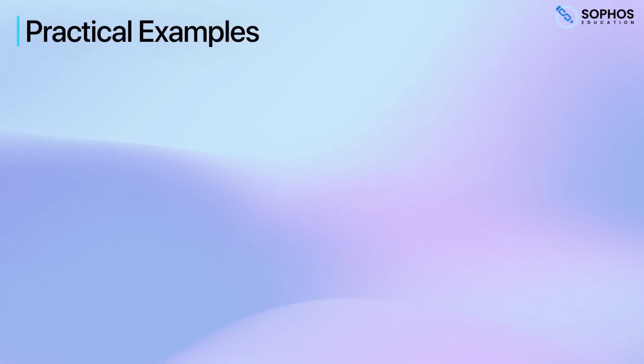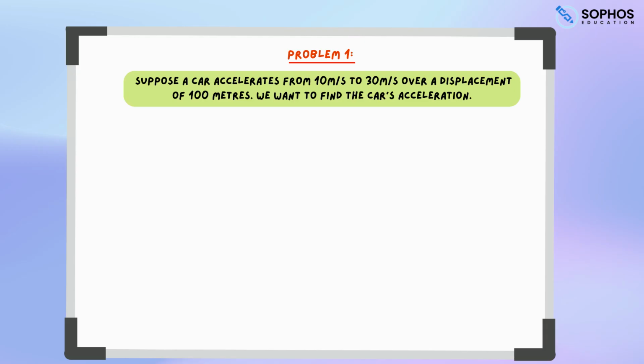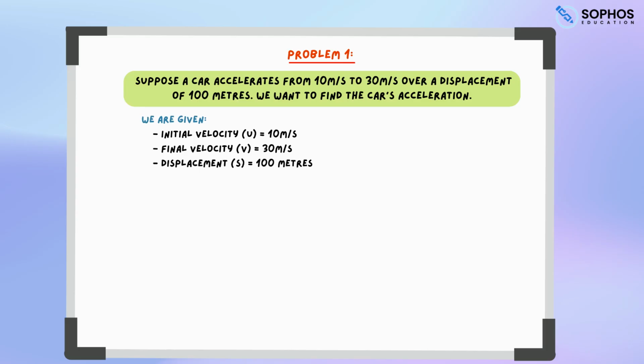Let's consider some practical scenarios. Suppose a car accelerates from 10 meters per second to 30 meters per second over a displacement of 100 meters. We want to find the car's acceleration. We are given the initial velocity, u, which is 10 meters per second, the final velocity, v, is 30 meters per second, and the displacement, s, is 100 meters.